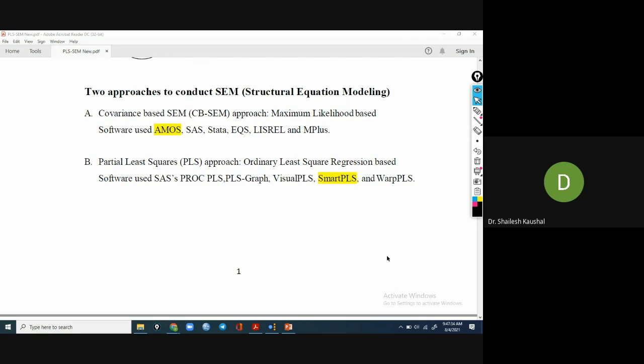And the partial least square approach is basically ordinary least square regression based, and we can use many software to analyze PLS-SEM: SAS Proc PLS, PLS Graph, Visual PLS, SmartPLS, and RAP PLS. We will perform our PLS-SEM through SmartPLS 2. SmartPLS 2 is free software and you can download it. Okay.